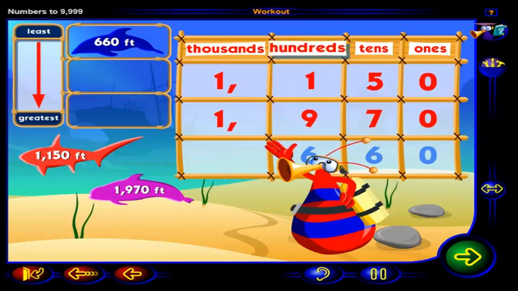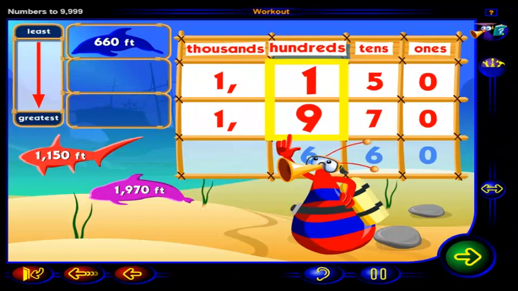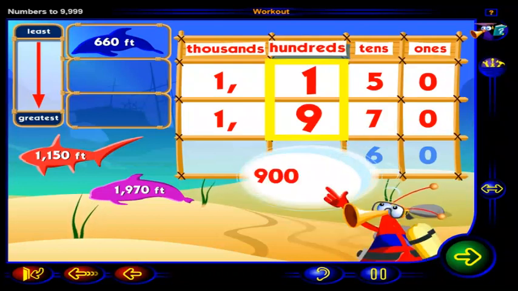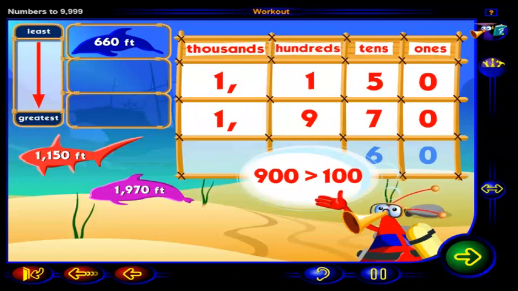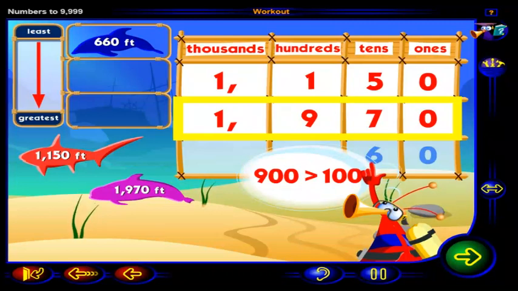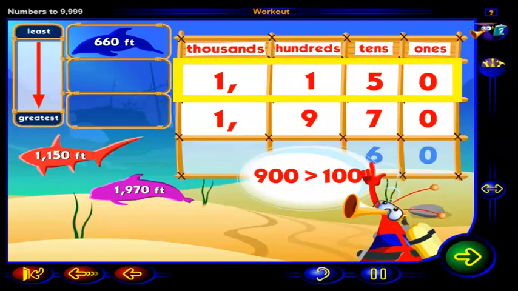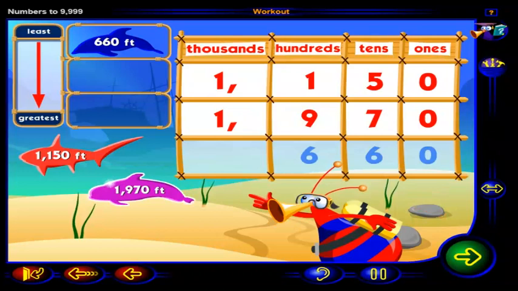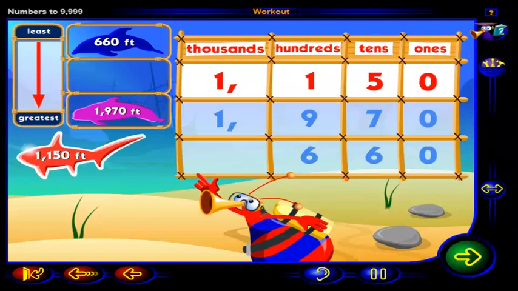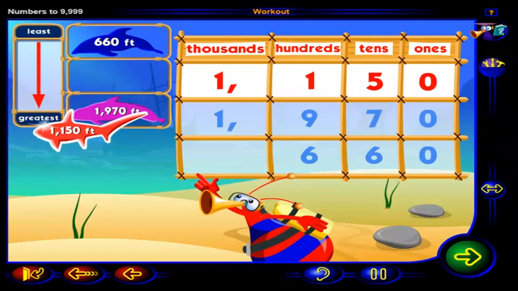The digit in the hundreds place of this number is 1. The digit in the hundreds place of this number is 9. 9 hundreds are greater than 1 hundred. So 1,970 is greater than 1,150. That means the whale can dive deepest and goes here. And the shark can dive somewhere between these two, so it goes here.